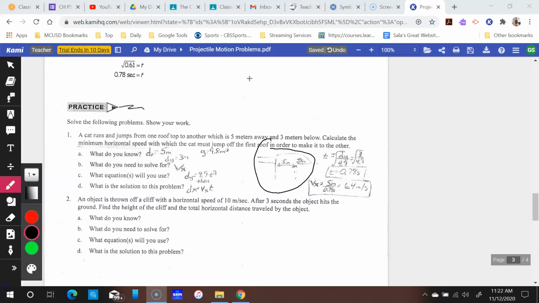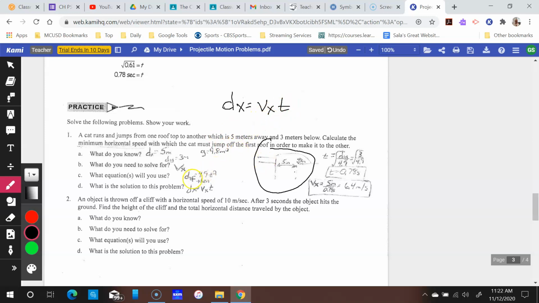All right, apologize again. But again, this is ultimately what you need to solve for. You need to solve for that v of x. But you don't have time. So what you have to do is solve for time.